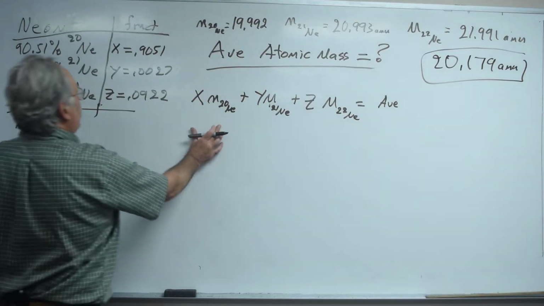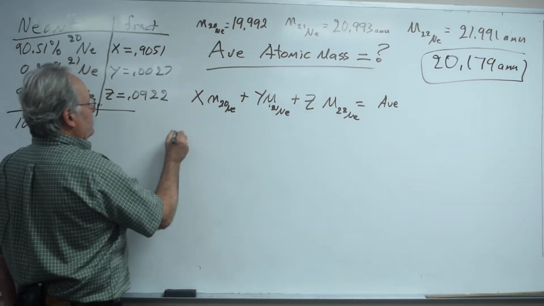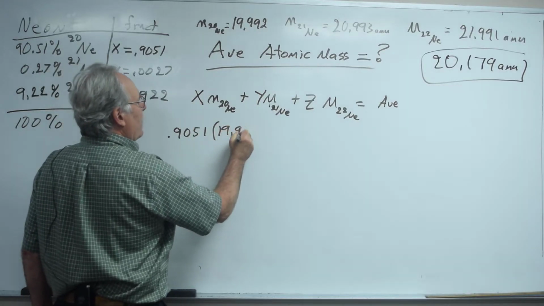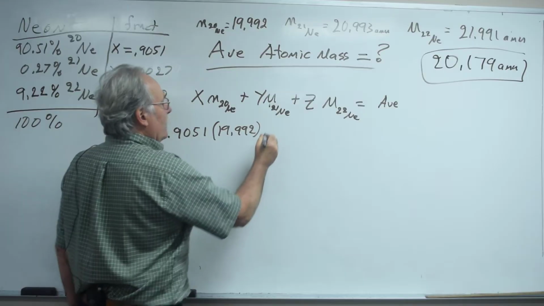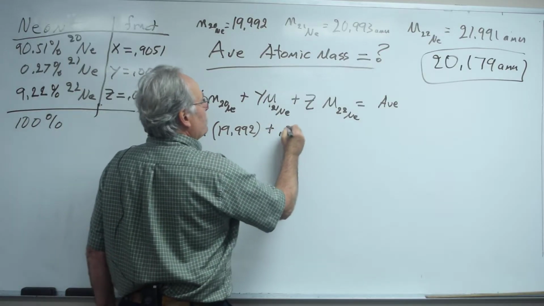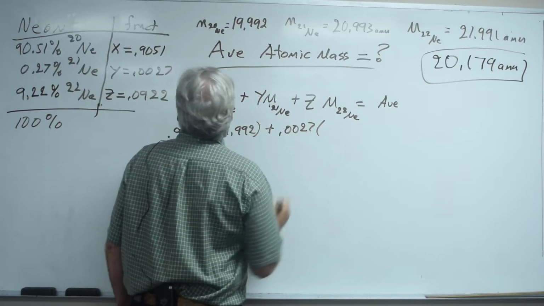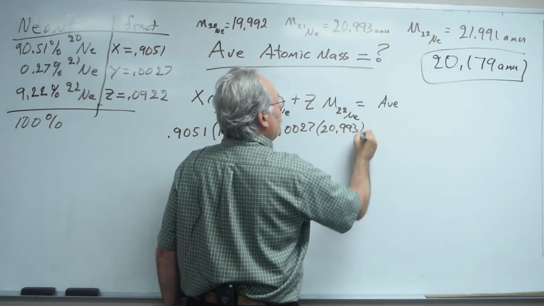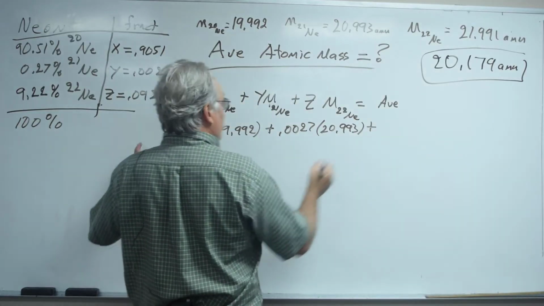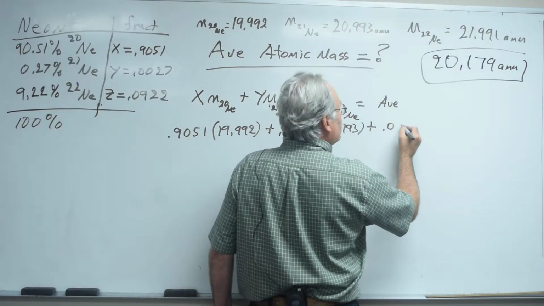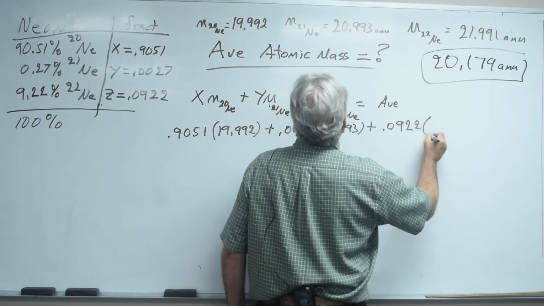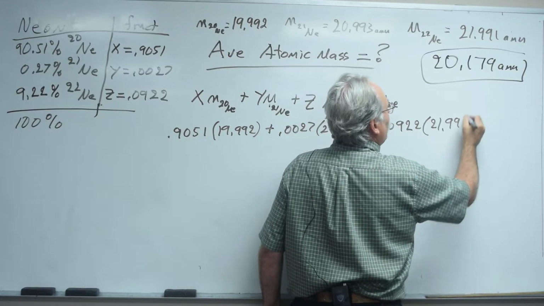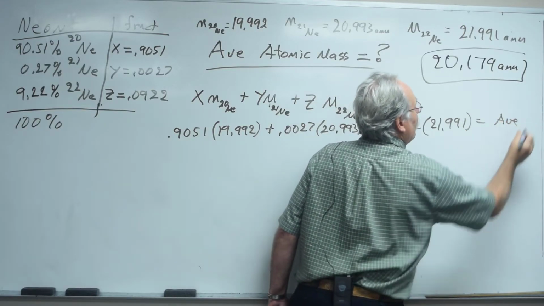So I now plug in my numbers, and I get 0.9051 times 19.992. And I add to this 0.0027 times 20.993. And I add to this 0.0922 times 21.991. And this is equal to the average mass.